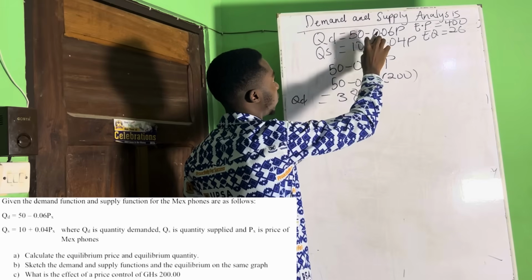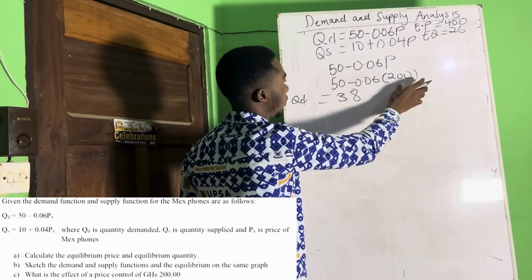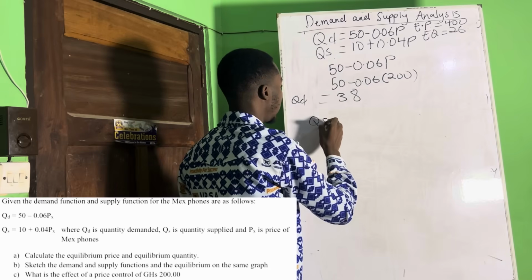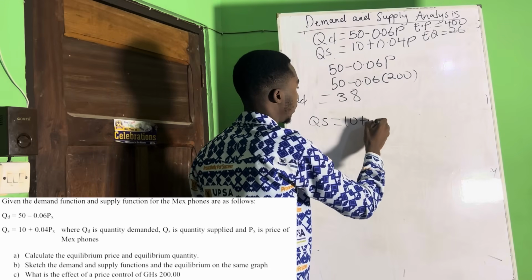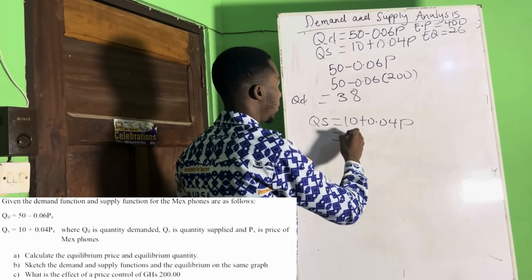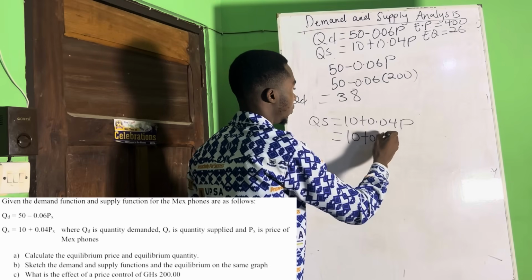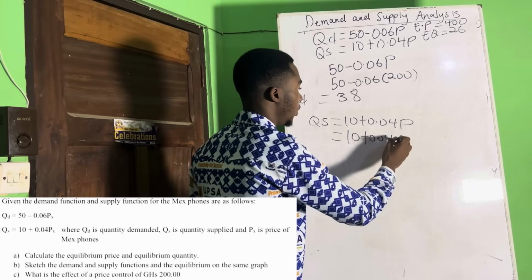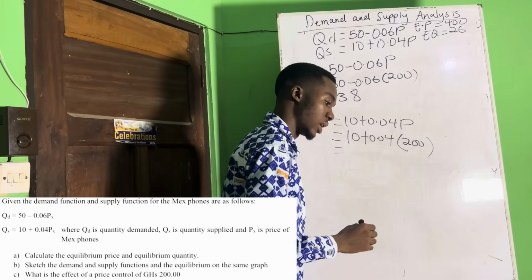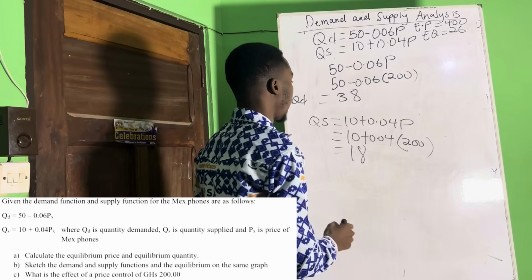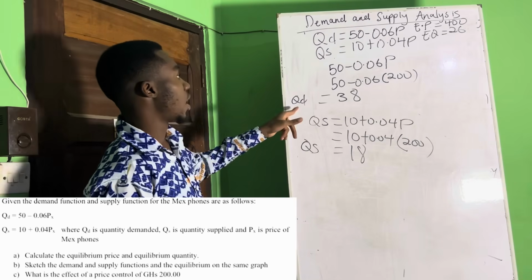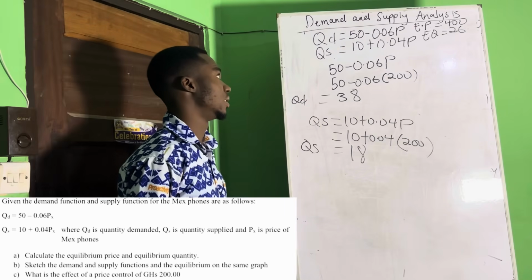Now let's go to the quantity supplied. For quantity supplied, you have 10 plus 0.04p, and it's the same 200, so you substitute 200 into it. So 10 plus 0.04 times 200. When you punch this on the calculator as well, you are getting 18. So our new quantity supplied is 18. After the price control, our quantity demanded is 38 and our quantity supplied is 18.